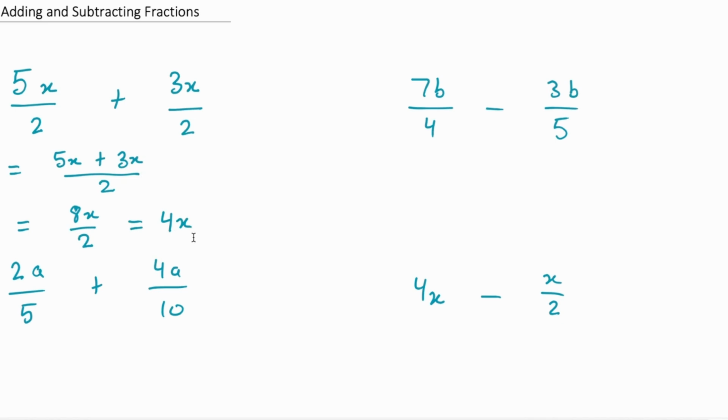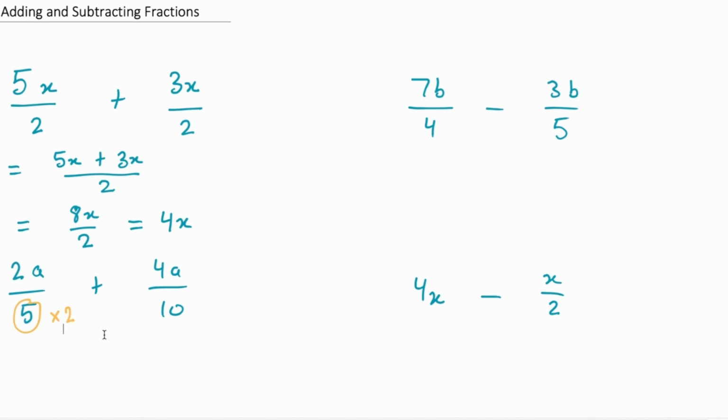Let's move on to the second question. 2a over 5 plus 4a over 10. Now the first question we need to ask ourselves again, do these have the same denominators? In this case, we can see that they don't have the same denominator. However, we can see that 5 is a factor of 10. 5 goes into 10 2 times. So if I was to change this denominator to equal 10, all I would need to do is multiply this by 2. That allows me to achieve the same denominator in both fractions.